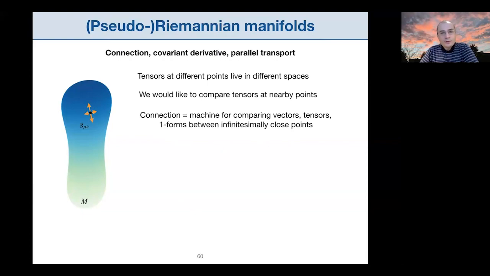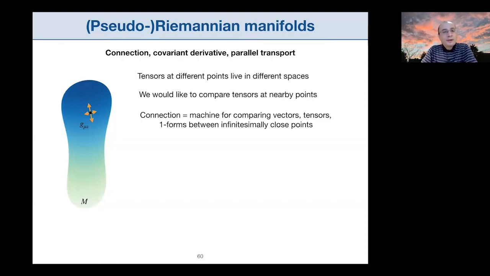We also started introducing the notion of connection, covariant derivative, and parallel transport. This is an additional gadget, an additional device we need if we want to compare vectors, tensors, and other geometric objects at finite distances, or even at infinitesimal distances. The thing is that, as we discussed some time ago, tensors at different points live basically on different spaces, and a priori there is no way to compare them with each other.